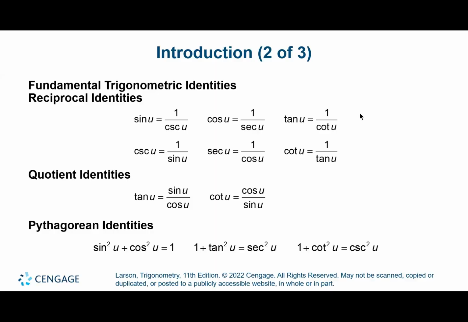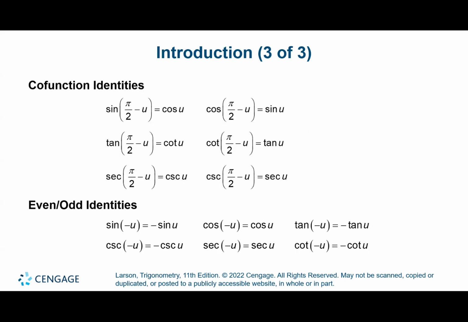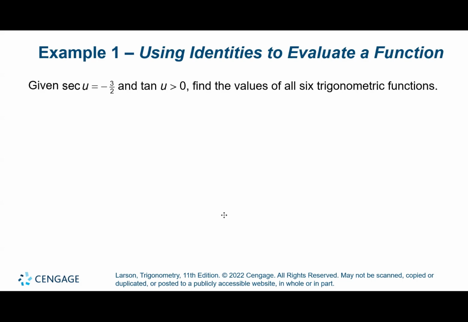So we've seen these before, and what we have here are equivalences. So sort of like if we knew that x was equal to 5, then we know that everywhere we see an x, we can replace it with 5. So it's kind of the same thing here. If I know two things are equal, I can substitute one for the other. We'll also be using the cofunction identities, the even and odd identities also. So let's get into an example.